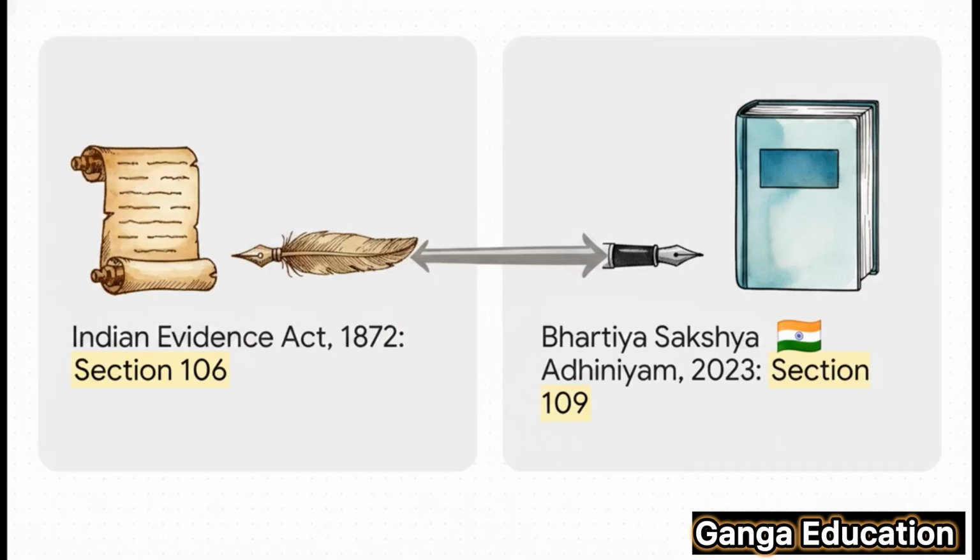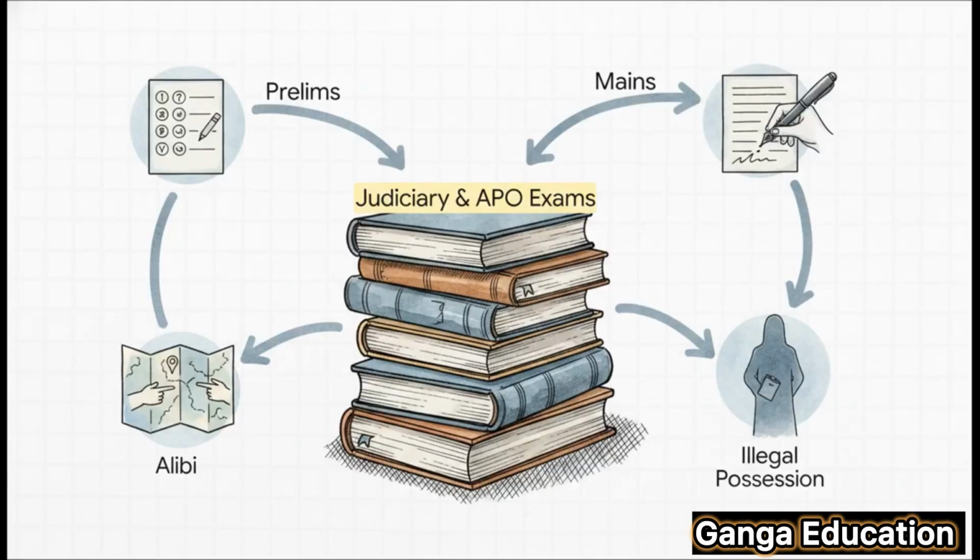Now for a quick but really important comparison between the old and new laws. This very same rule used to be Section 106 of the old Indian Evidence Act, 1872. Now, under the new Bharatiya Sakshya Adhiniyam 2023, it has become Section 109. The core concept is exactly the same, but the section number has been updated. Please make a special note of this for your exams. All right, now for the most critical part.